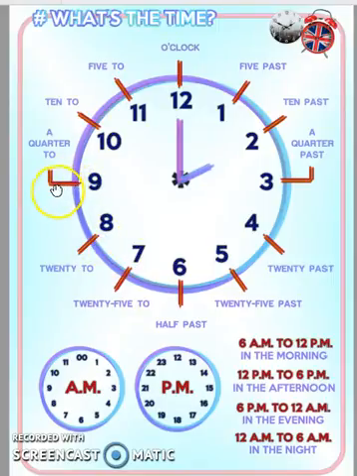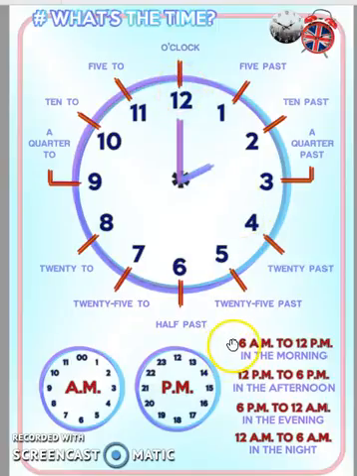If it's pointing at 9, that would mean it's a quarter to, or 15 minutes until the next hour. If it's pointing at 10, this would mean it is 10 to, or 10 minutes until the next hour. If it's pointing at 11, that means it is 5 to, or 5 minutes until the next hour.